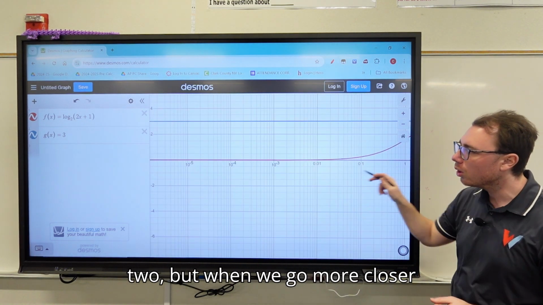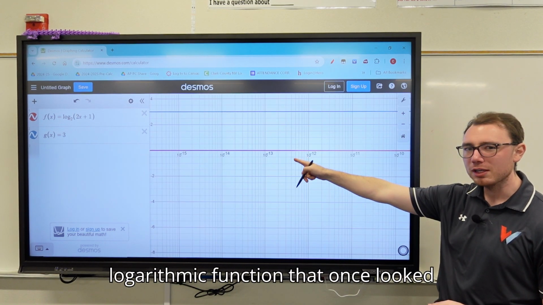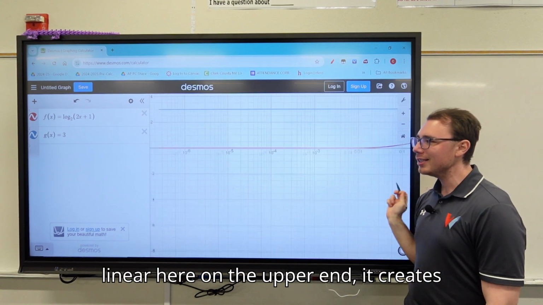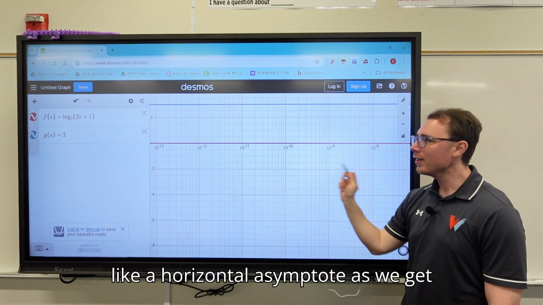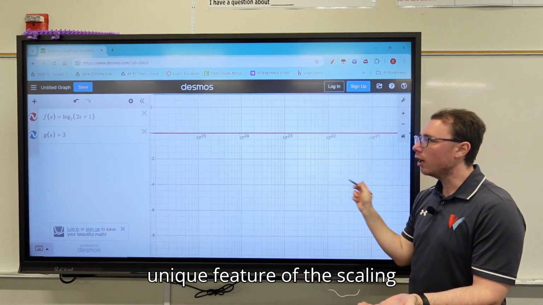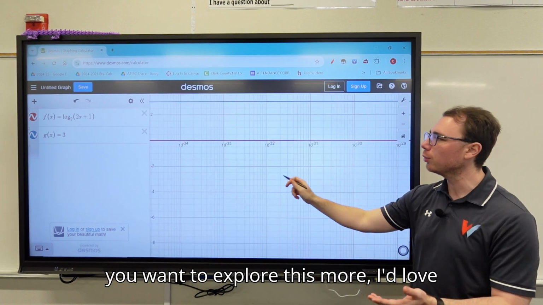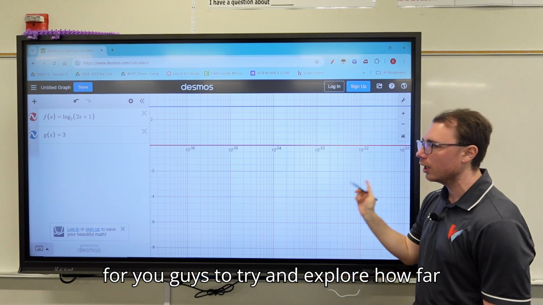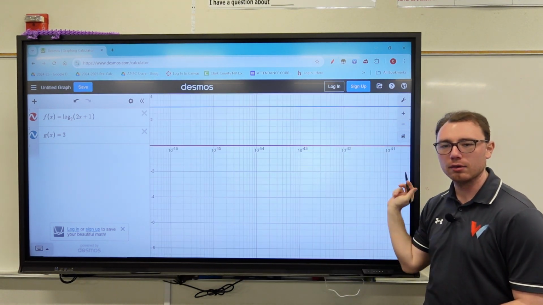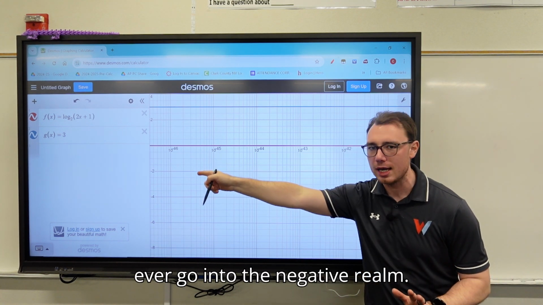But when we go closer to that negative realm, our logarithmic function that once looked linear on the upper end creates a horizontal asymptote as we get closer and closer to 0. It's just a unique feature of these scaling factors. If you want to explore this more, I'd love for you to try and explore how far down Desmos goes for our x values. But it will never, ever go into the negative realm.